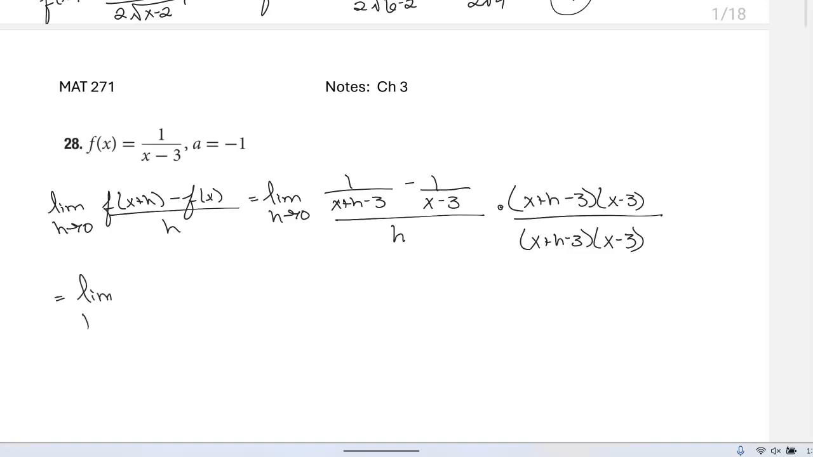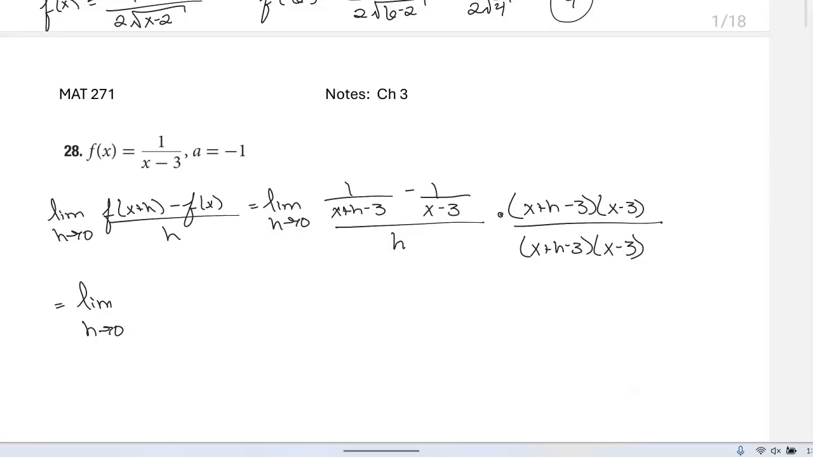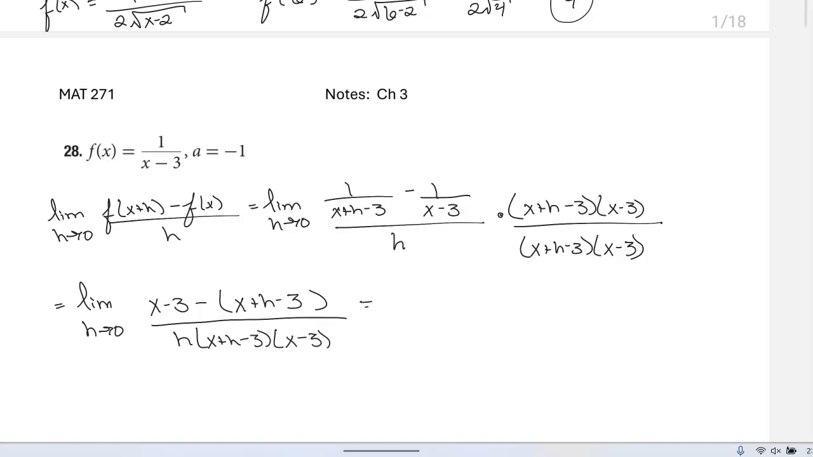So I have the limit as h goes to 0. So when I multiply that by this, these are going to cancel, and that's going to leave me with an x minus 3 minus, and when I multiply this by that second fraction, those x minus 3's cancel, leaving me with the x plus h minus 3. Distribute that negative. And again, I am not going to multiply this out. The goal is to try to cancel that h in the bottom. So these are going to cancel, and these are going to cancel, leaving us with a negative h here.